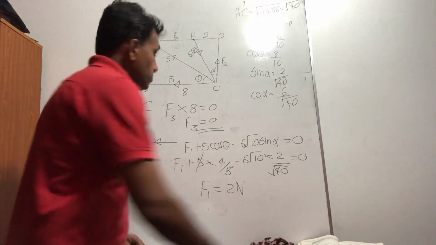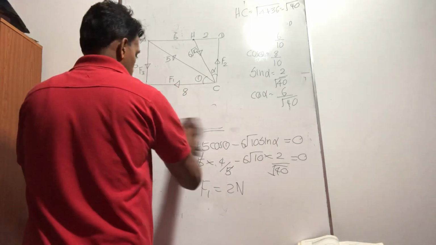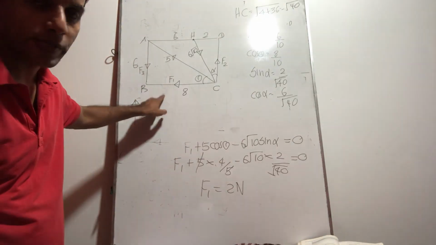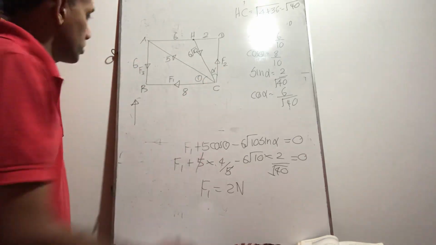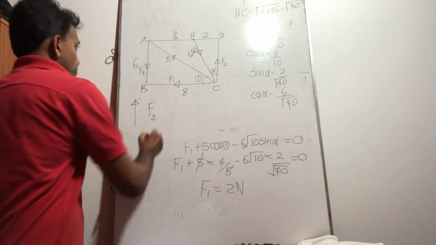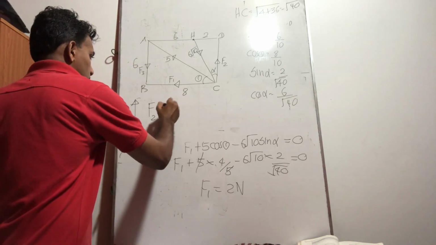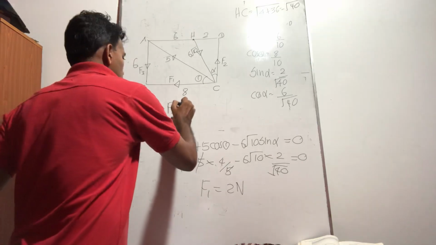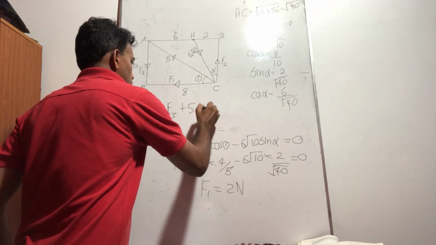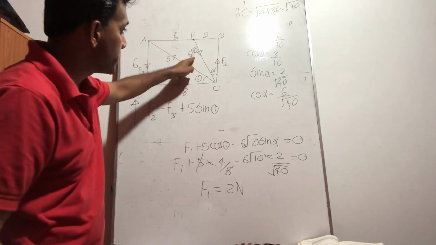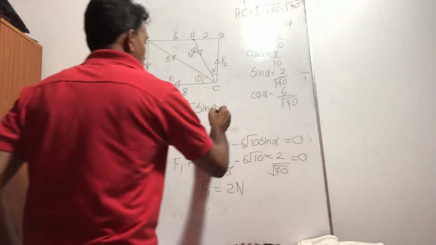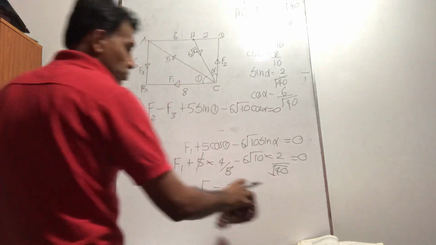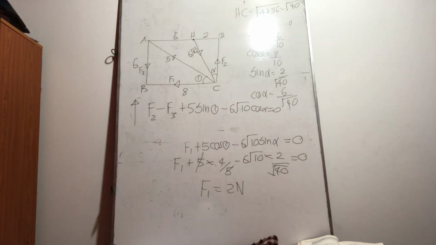So next we resolve vertically upwards. Then you can't take F1 because F1 is horizontal. But upward is F2. F3 comes down, minus F3, which is 0. Next, this is 5 cos theta, then upward 5 sin theta. And this is downward, minus 6 root 10 cos alpha, equal to 0. The algebraic summation is 0. Then we apply and find the answers.